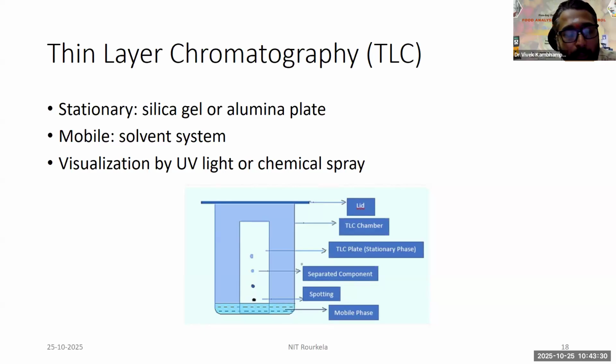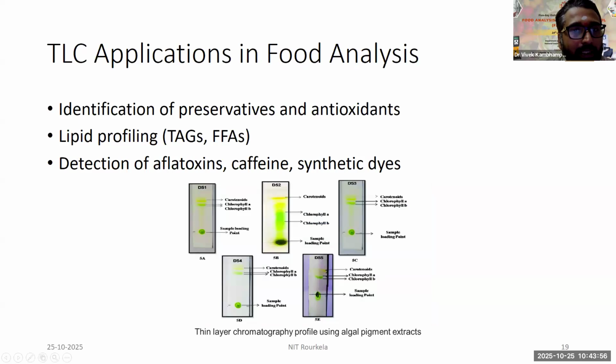Normally in paper chromatography, you can observe in normal light, okay, normal light. But whereas in the case of thin layer chromatography, using the UV light or chemical spray, you can observe what type of changes are happening on the paper, right? Adsorption phenomena can be observed only in the UV light. TLC applications in food analysis, you can see here, it is used for lipid profiling. Okay, triglyceride fatty acid profile, you can identify detection of aflatoxins, caffeine content, synthetic dyes. Okay, you can also identify preservatives and antioxidants.